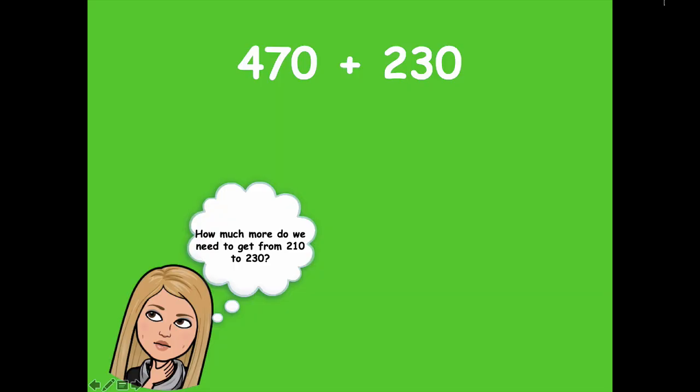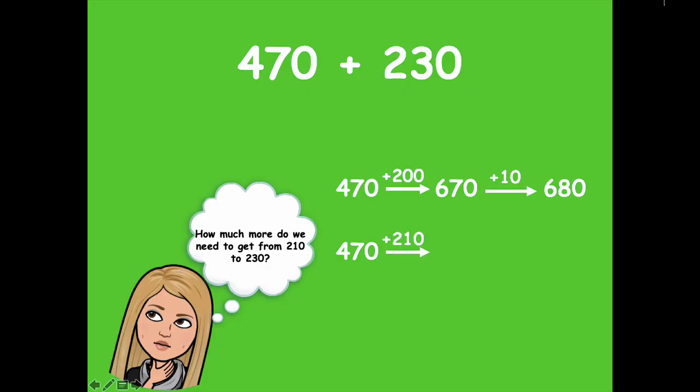So let's review real quick how we solved the last problem. We had 470 plus 200 equals 670, plus 10 equals 680. Well, now, like you told me last time, we're just adding 20 more. So we're at 470 plus 210, which is still 680. Now we're just adding that 20 more, and that's going to give us 700. So we can use that last problem that we did, because it's so close to this one, to help us solve it easier. Awesome. So 470 plus 230 equals 700.